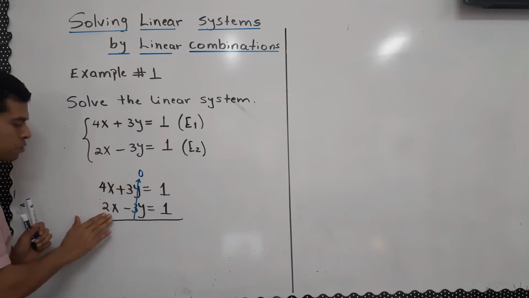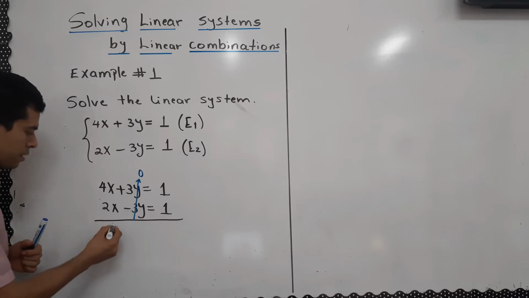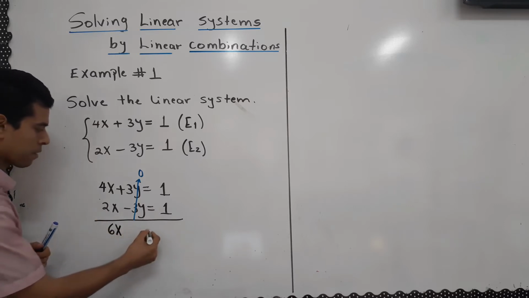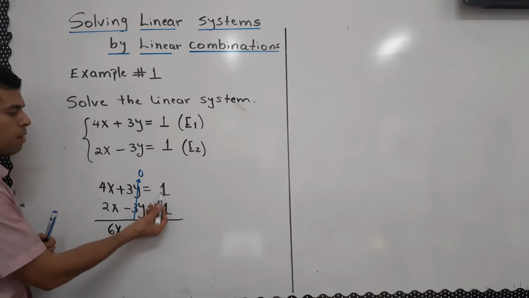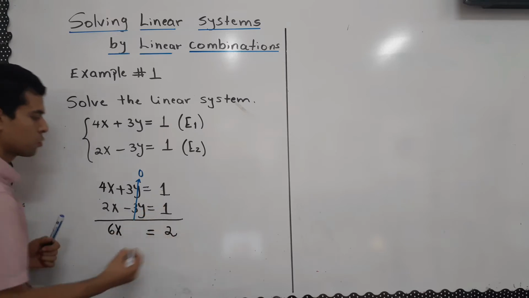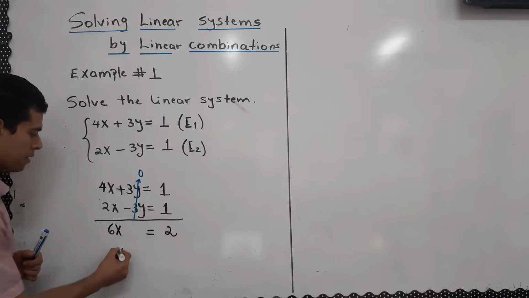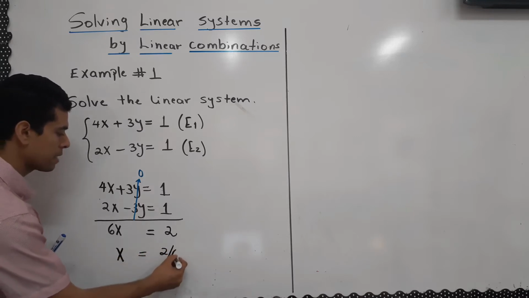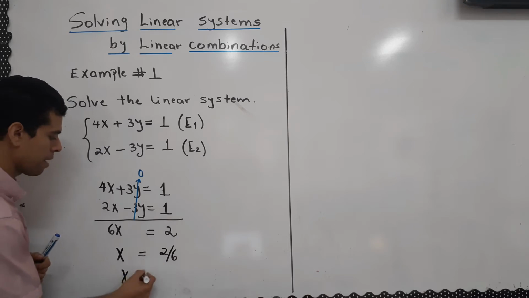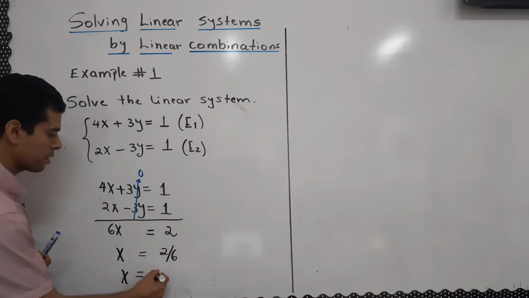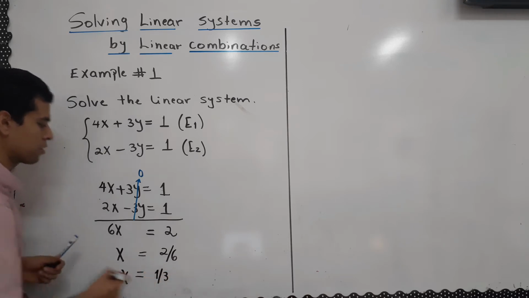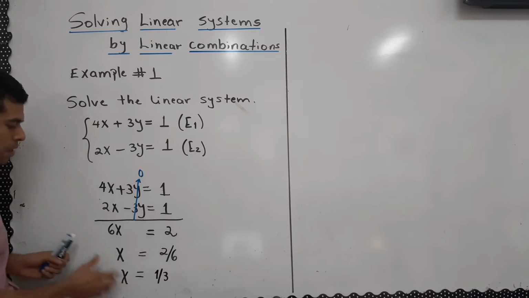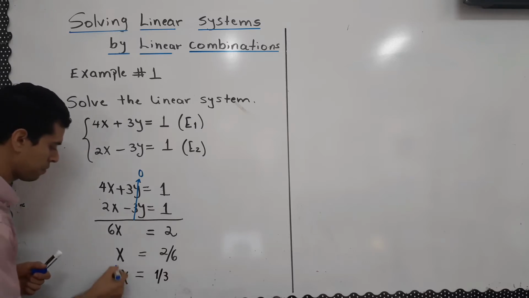4x plus 2x is going to be 6x equal to 1 plus 1 is equal to 2, and x is equal to 2 divided by 6. And if you simplify this, 2 divided by 6 is equal to 1/3. So 1/3 is the value of x in this exercise.